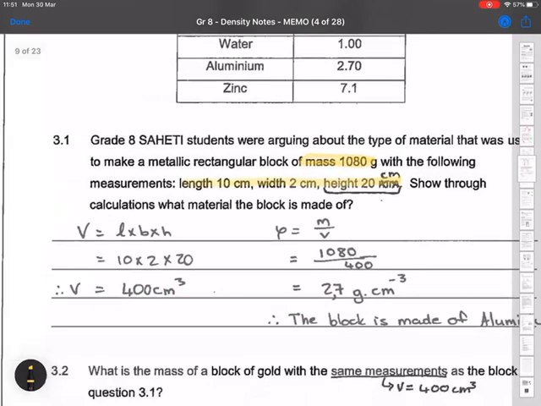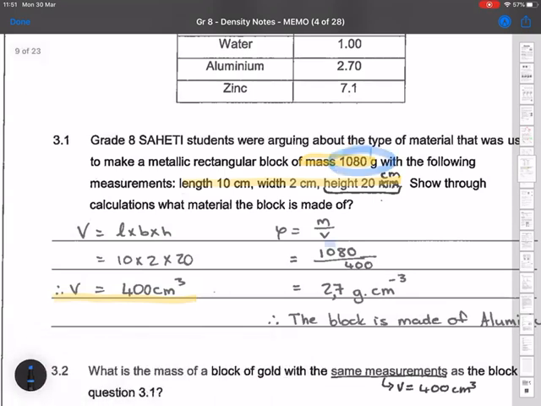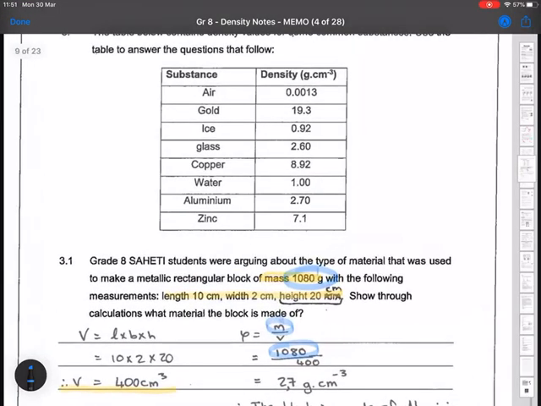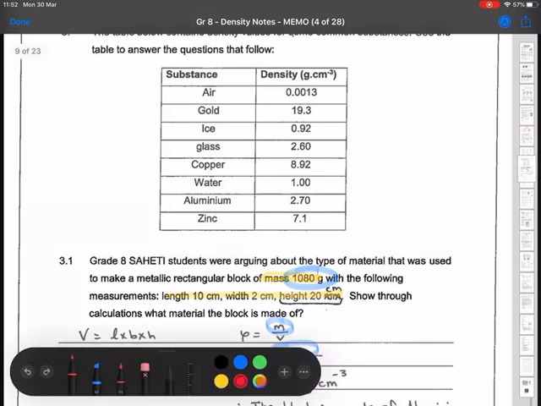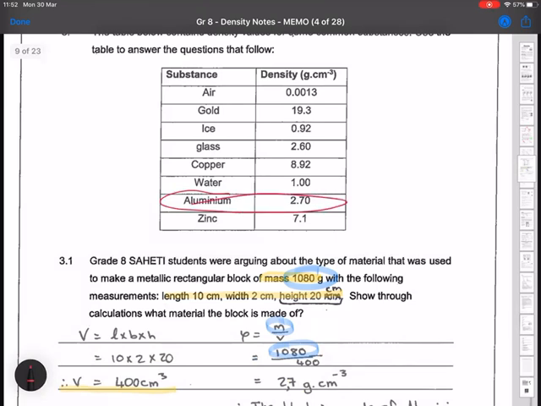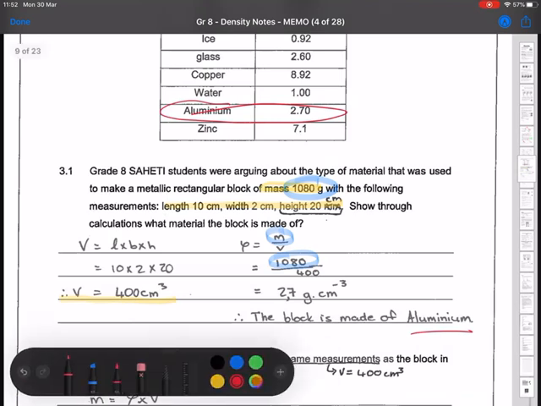Okay, so let's first work out the volume. So we're going to take the 10, the 2, and the 20, and that gives us a volume of 400 centimeters cubed. They said that its mass was 1,080 grams. So that's its mass, and 1,080 divided by 400 gives us a density of 2,7 grams per centimeter cubed. Now we have to go up to this table and see which of these densities match up with 2,7. Once you've done that, you'll see that it is in fact aluminium. It's got a density of 2,7. So the block's made from aluminium. Quite a cool way to identify a substance.